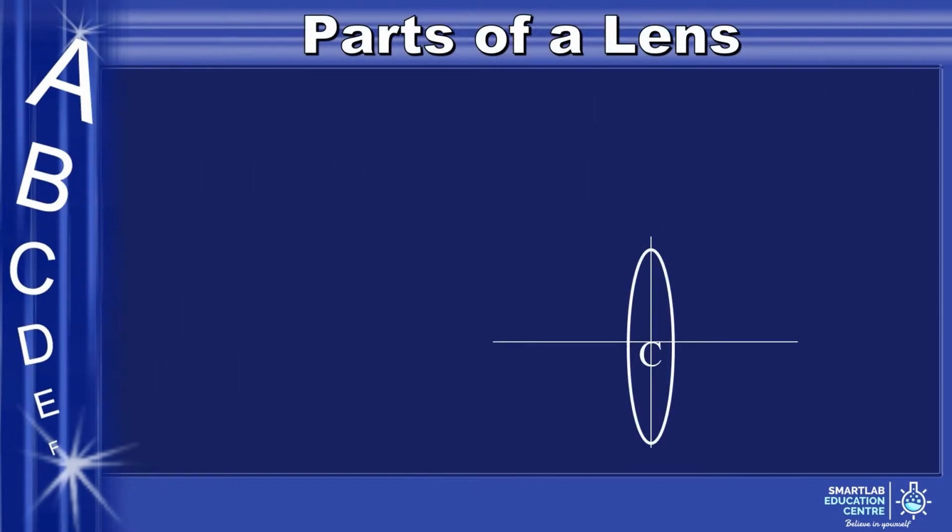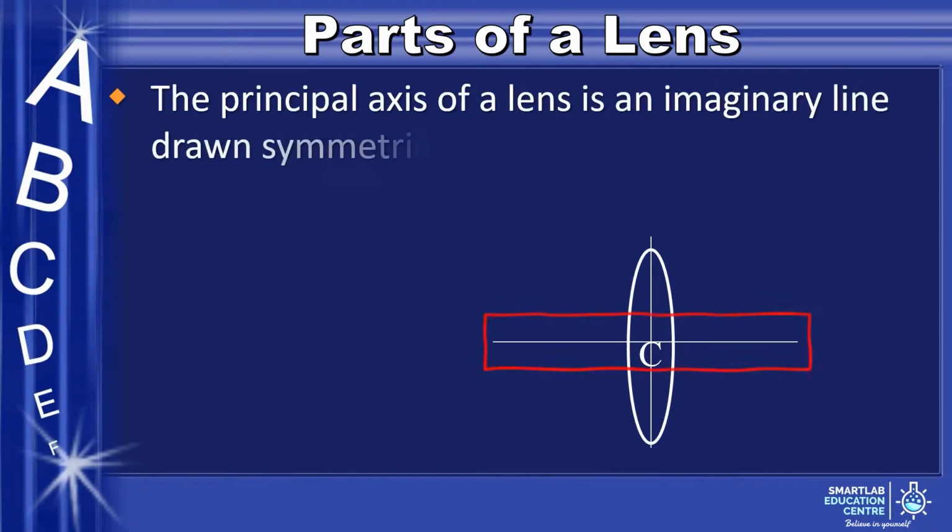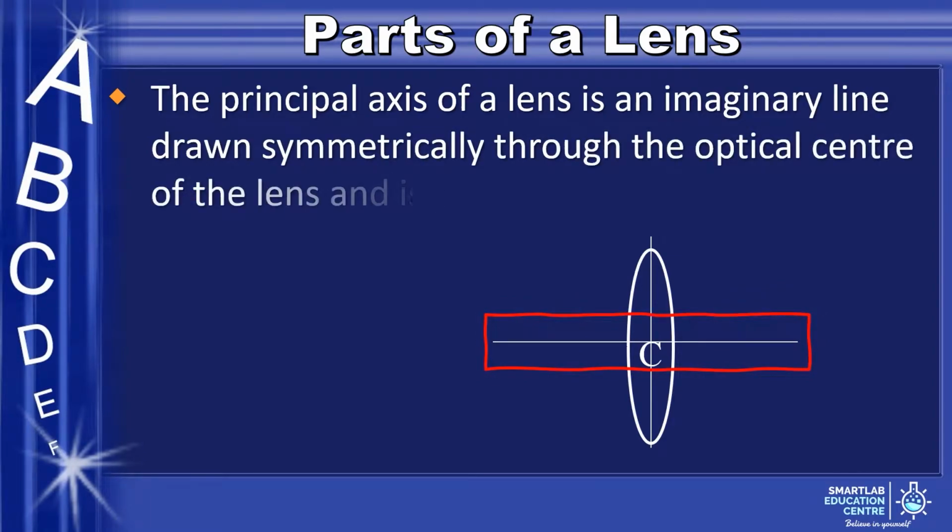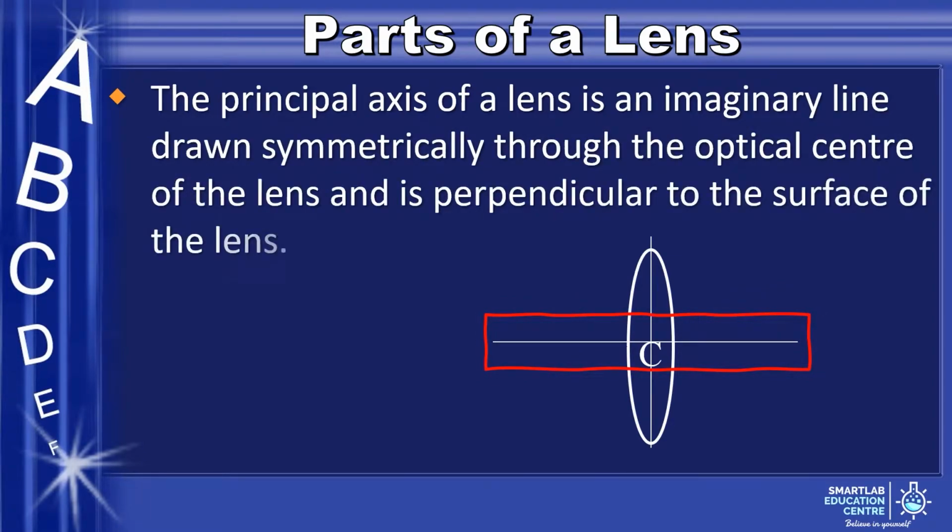Let us discover the different terms in this topic. First, let us start off with the principal axis. Observe the diagram below. We call this line the principal axis, an imaginary line drawn symmetrically through the optical center of the lens and is perpendicular to the surface of the lens.